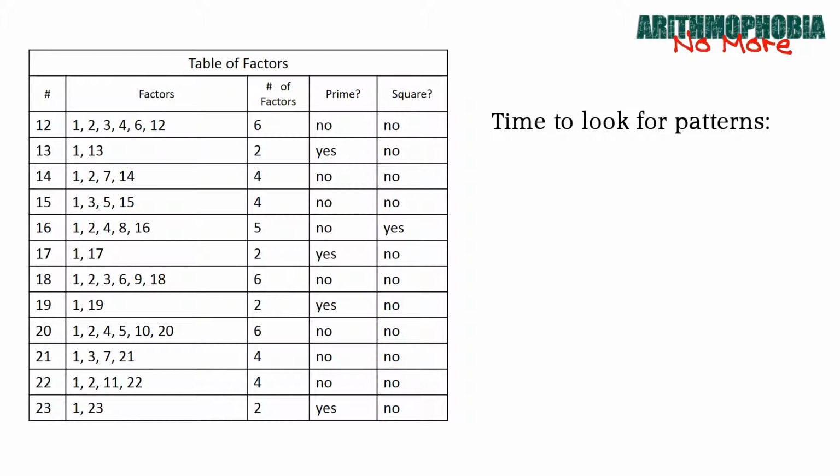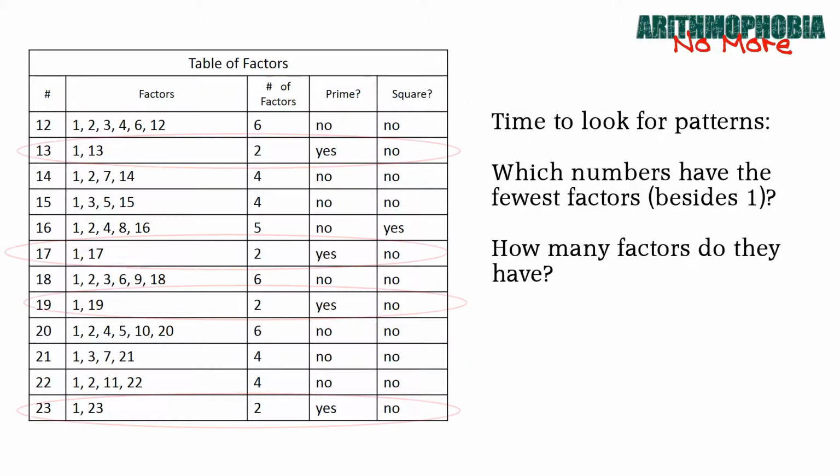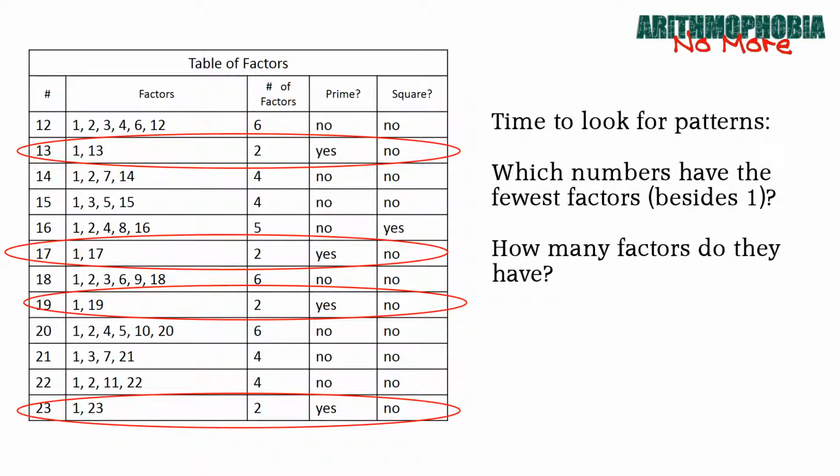So what are some of the first patterns we could find? Well, let's look. We can ask which numbers have the fewest factors, and then how many factors do they have? Well, we can see here that 13, 17, 19, and 23, besides 1, have 2 factors. And what we want to know next is, what do we call those numbers that only have 2 factors?